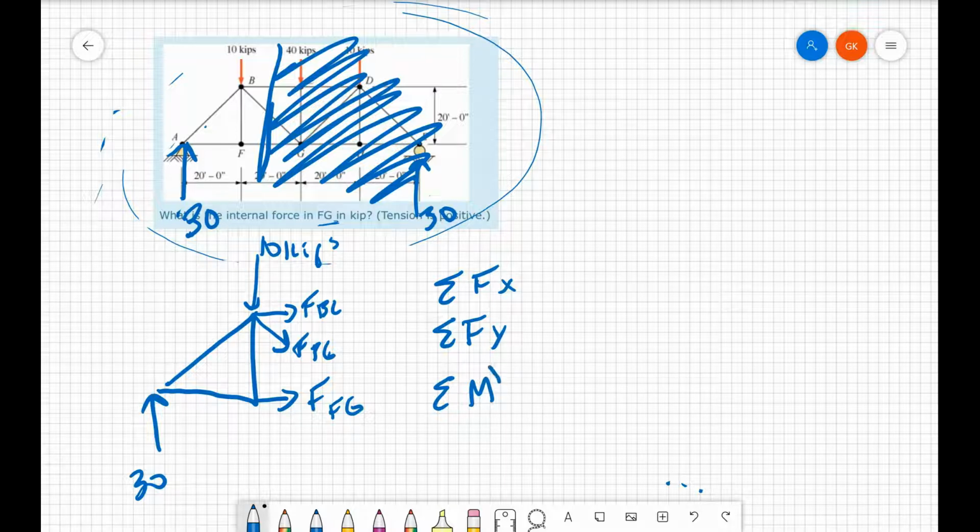Remember that taking moments is usually the most helpful, especially with method of sections, and especially in this particular problem. Because if a force goes through the point you take moments around, then all those forces do nothing. So I'm going to take moments right here, because that gets rid of this guy and this guy, which makes it much easier on myself. So, moments about point B.